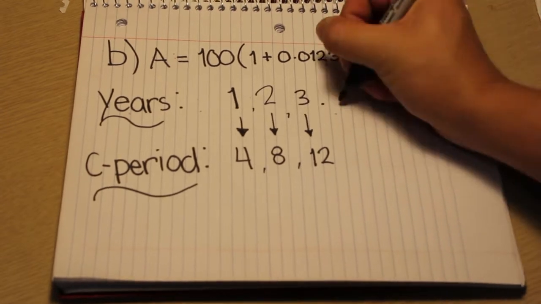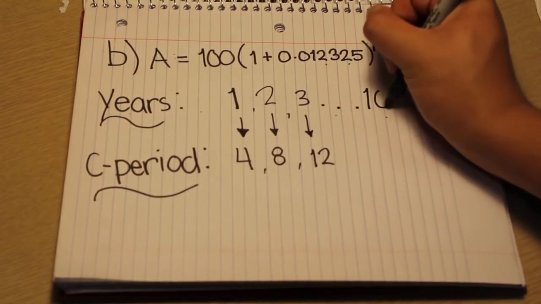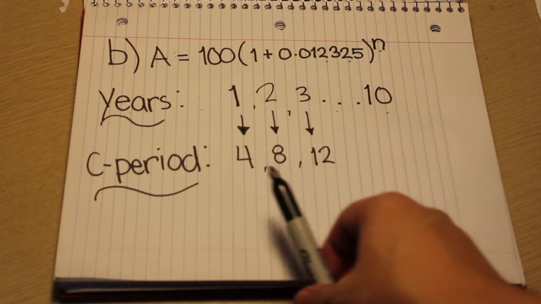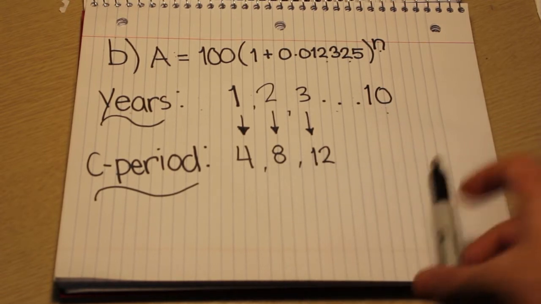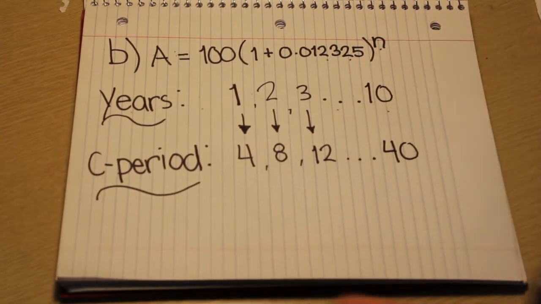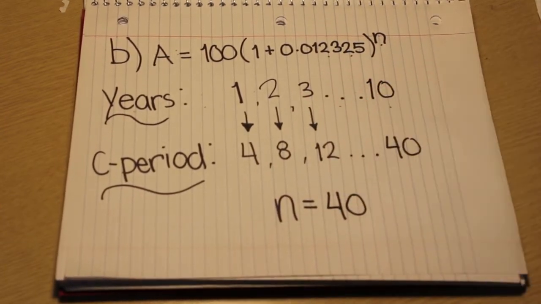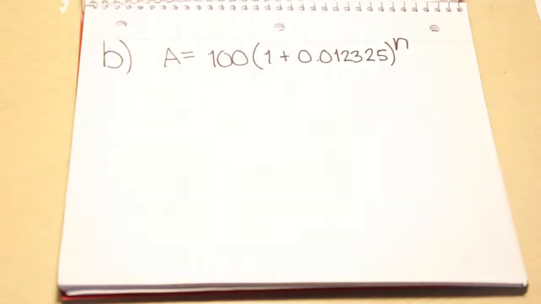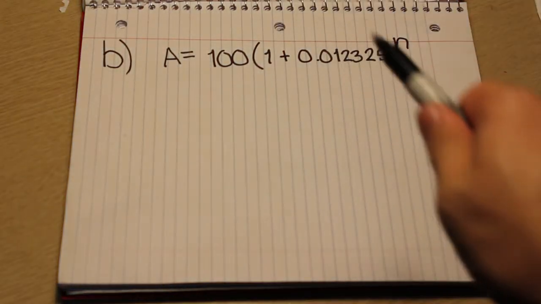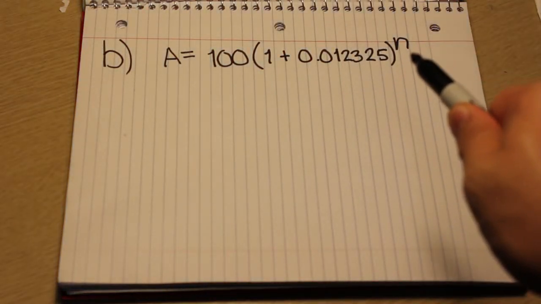So on our 10th year, if following the pattern, if going up by 4, once we get to our 10th one, we should get to 40. So with that, we know that n is equal to 40. Now let's plug 40 into our equation. Let's put 40 as our n.